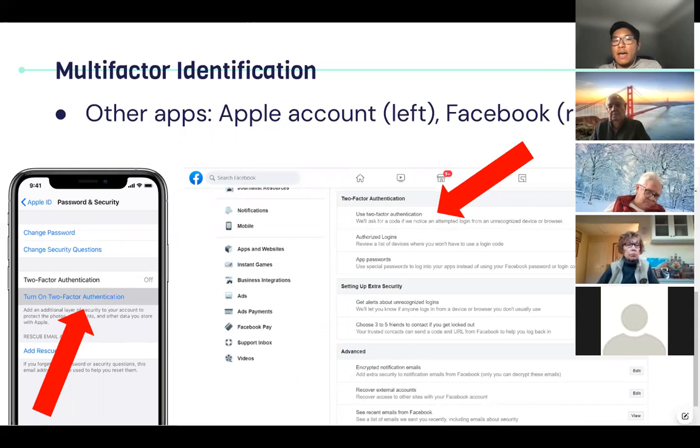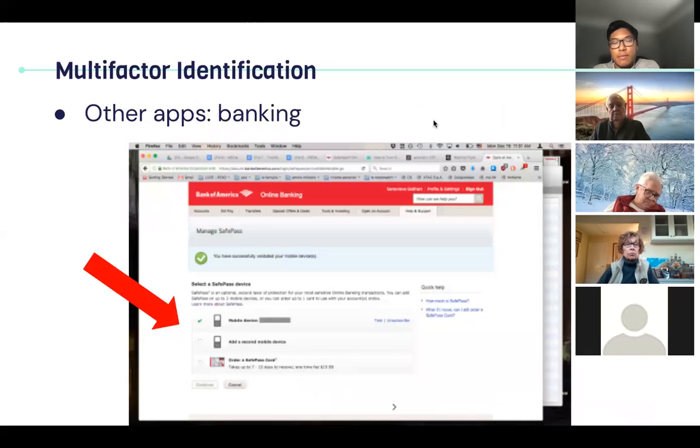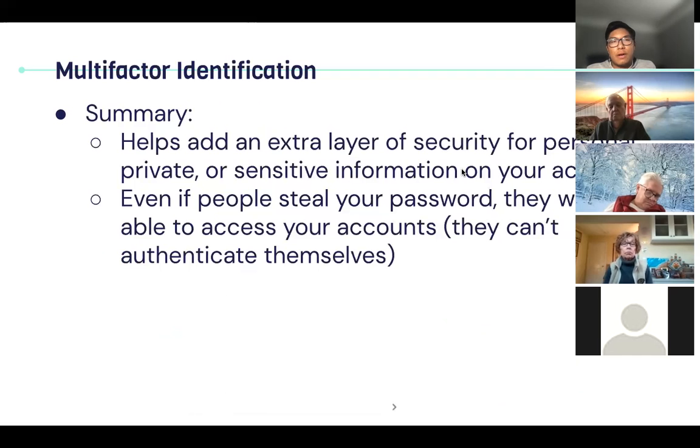Or you could do it for specific apps. So for instance, like your banking account, they sort of have where you have to put in your card information, or you have to use a secure device like your phone or another computer where you have to log in twice, essentially, to get access to that information. So all in all, multi-factor identification just provides the extra layer of security and also sort of the knowledge that your information is safe behind two layers of security, rather than if somebody were to steal your password, they don't automatically have access to your accounts because they can't authenticate themselves.